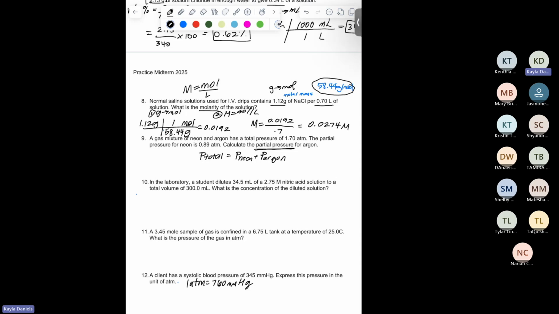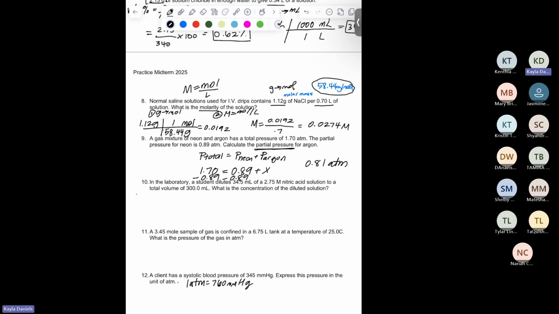So we know that the total is 1.7. We know that neon is 0.89. We want to solve for what argon is, so I'm going to subtract 0.89 from each side. I got 1.7 minus 0.89, 0.81 for argon. All right.